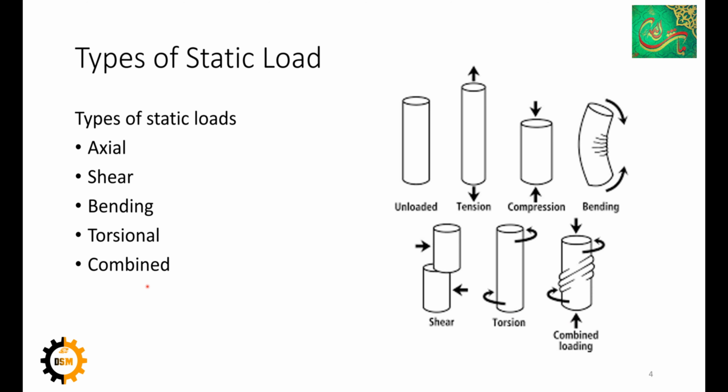The last one is the combined loading. If we have a combination of the first four, any two of these, we call it combined loading. As an effect of the combined loading, there will be the twisting load, the tensile or compressive loading, and also the bending load and the shear load.